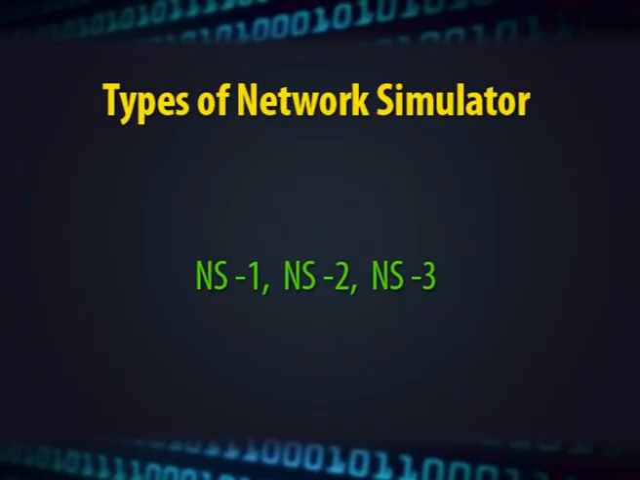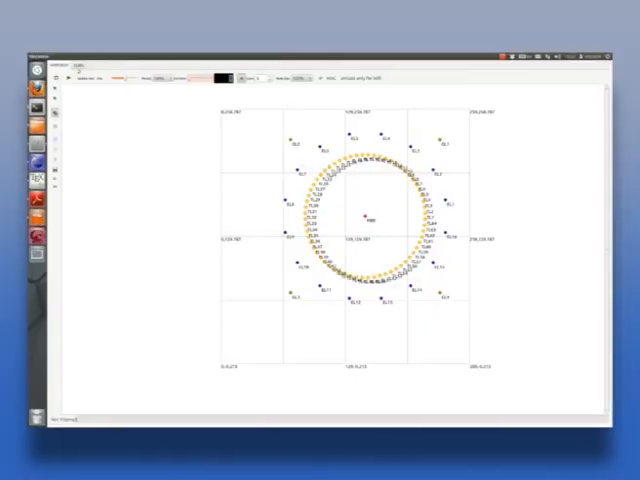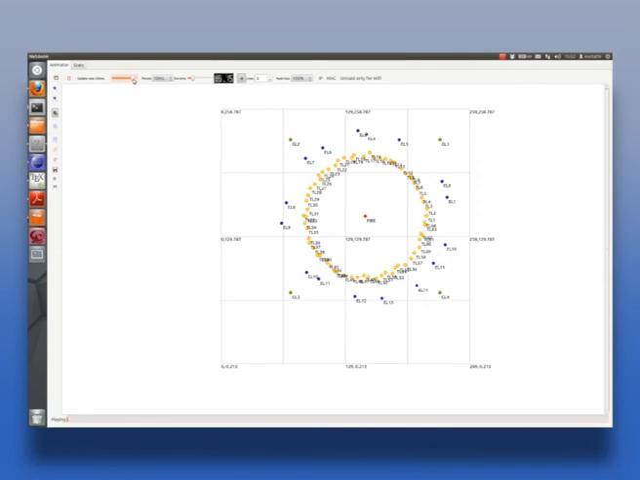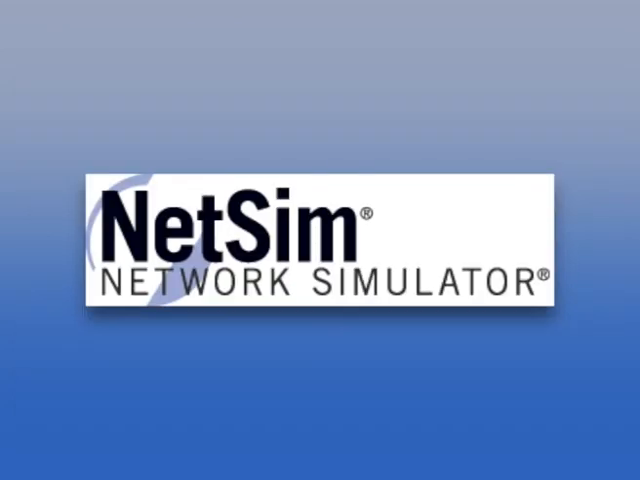There are 3 types of network simulator: NS1, NS2 and NS3. All of them are discrete event computer network simulators. They are used in research and teaching. The NS3 simulator is used to make the topology of a network, in which we will see how packets are sent and received and how we can control congestion.